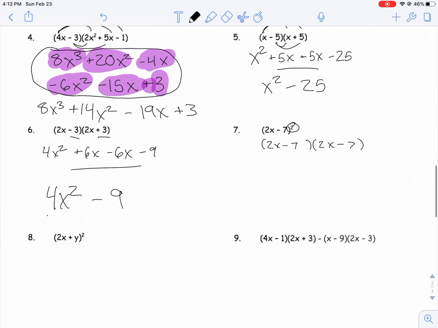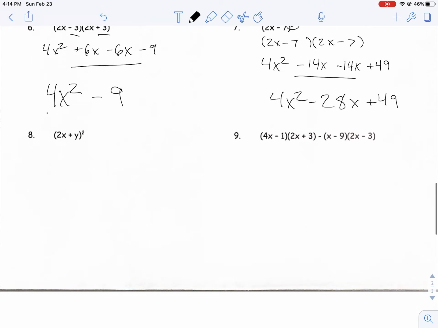Then it's just the FOIL method. 2x times 2x is 4x squared. That's the first terms. The outside terms are negative 14x. The inside terms are negative 14x as well. And the last terms are positive 49. We can combine these middle parts again, and we get 4x squared minus 28x plus 49. Last one.